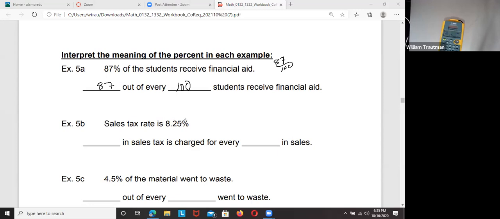Sales tax is 8.25%. So 8.25% in sales tax is charged for every $1 in sales, right? If you buy a candy bar for $1 at Walmart and you give them $1, they're going to say it's not enough. You have to pay $1.08 because of the 8.25% sales tax.